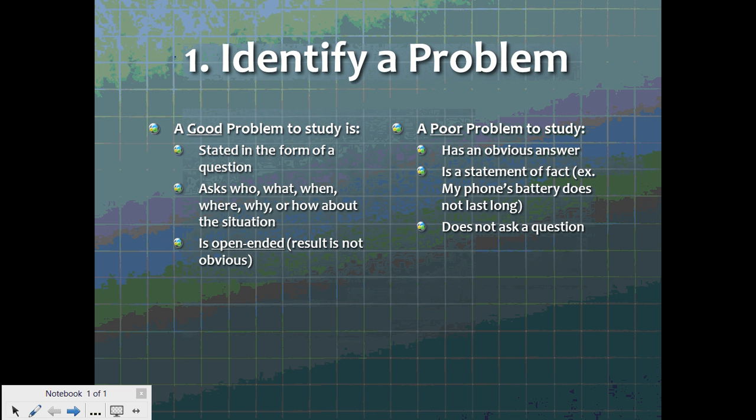In identifying the problem, a good problem to study is stated in the form of a question, asks who, what, when, where, why, or how about the situation, and is open-ended. That is to say, results are not obvious. A poor problem to study has an obvious answer, is a statement of fact. Example, my phone's battery does not last long. Does not ask a question.